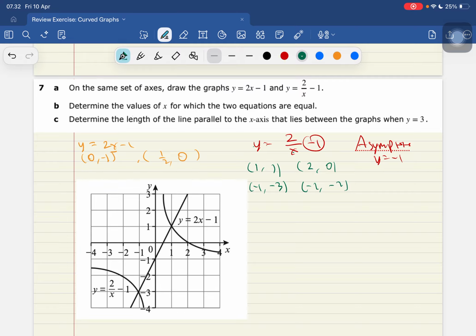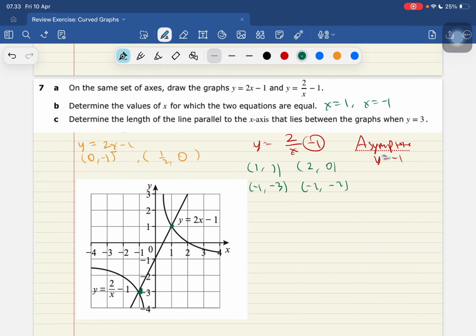So determine the value of x for which the two equations are equal. Okay, we have the intersection here. So it is only when x equals 1 and x equals -1.